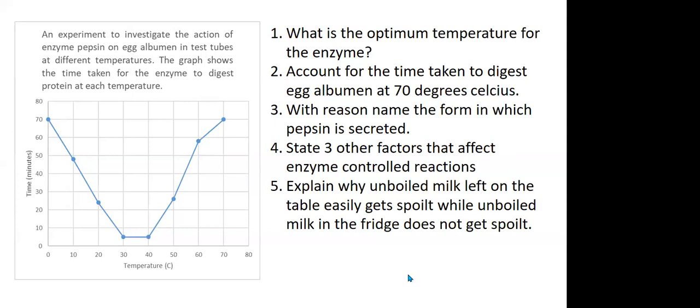Let's have answers for number 5. Camillus. Like when the unboiled milk is on the table, the enzymes in the milk will be given optimum temperature to work on the milk so that it gets spoiled. But when it's put in the fridge, the low temperature in the fridge will inactivate the enzymes so the milk won't get spoiled. A nice attempt.